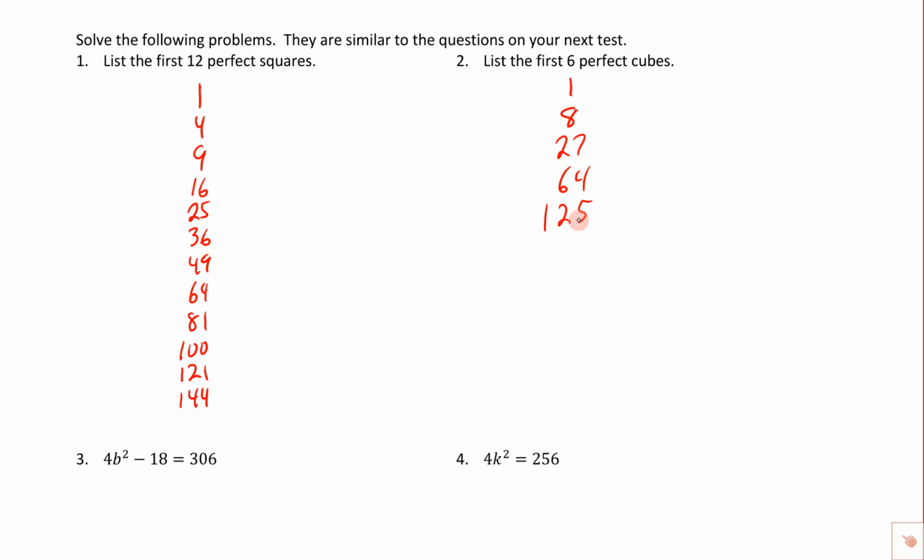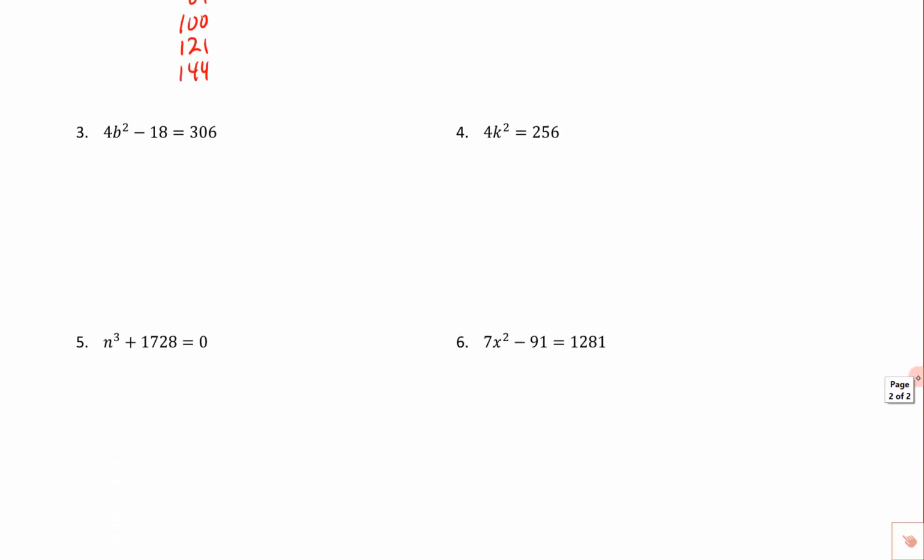5 cubed, and then 6 cubed would be 216. Okay, so that one's a little bit above and beyond, but you should be in good shape there. And then again, let's talk about how we'd solve these.